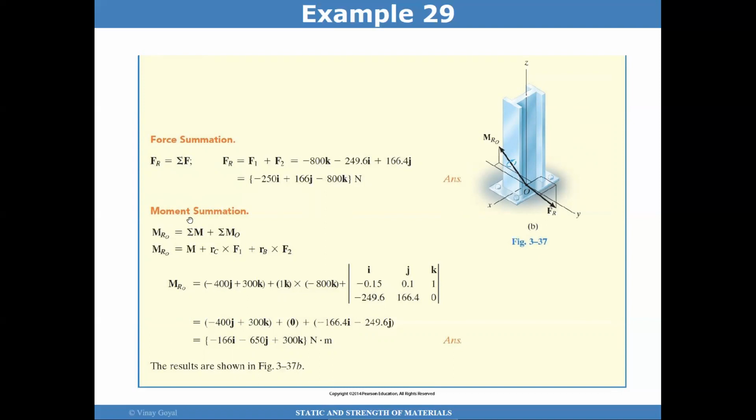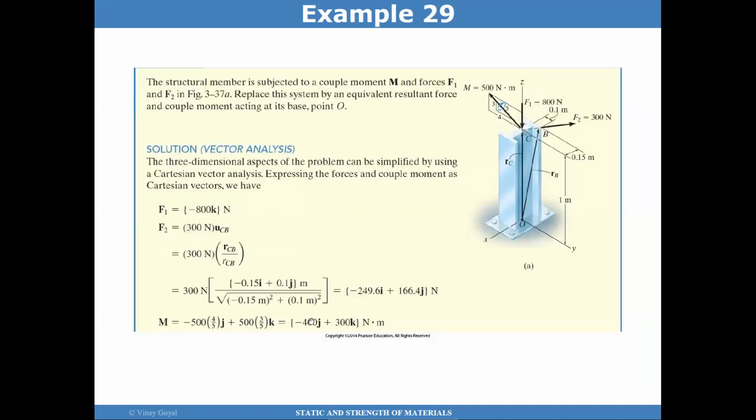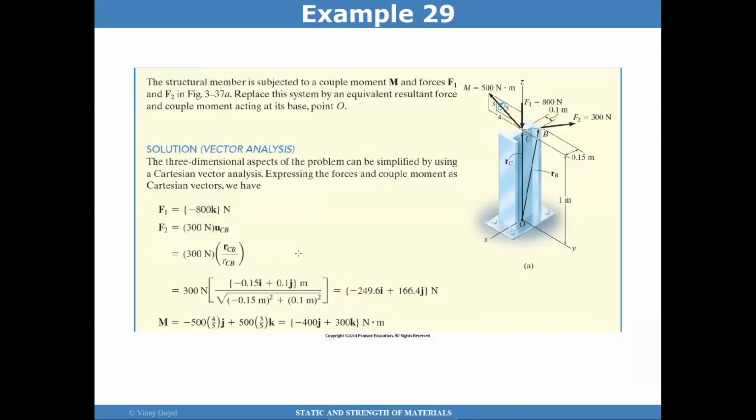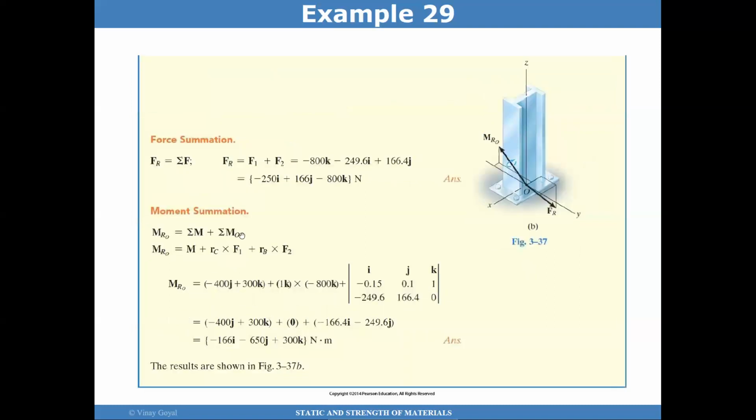And then you want to do a moment summation to come up with the equivalent couple. M is the one that was acting here at the top over here, and we found what that was. And then the other moments are simply r_C cross F1 plus r_B cross F2. And that's simply a position vector from O to B and a position vector from O to C. And that will give us what we need to perform these calculations. And the moment is provided here for this analysis.